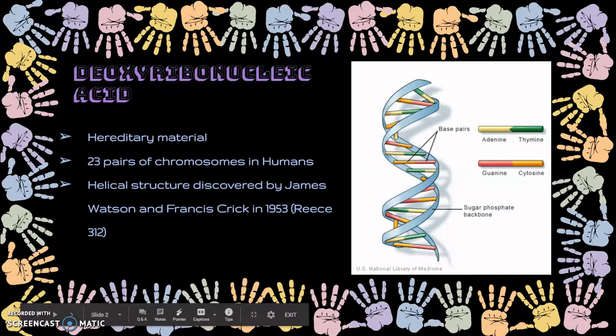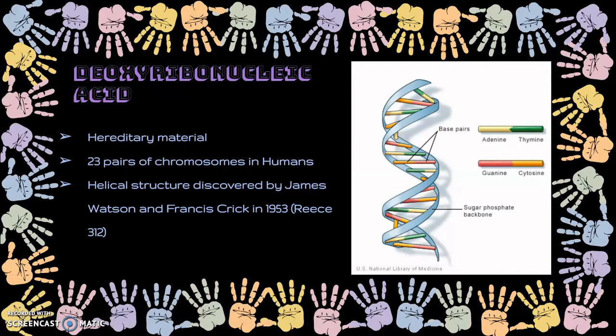So first I want to talk a little bit about the structure of DNA, and what it is. It is the hereditary material, so it's what you get from your ma and pa and your ancestors. There are 23 pairs of chromosomes in humans, and each species has a unique number of chromosomes, like dogs have 39 pairs and fruit flies have 4 pairs.